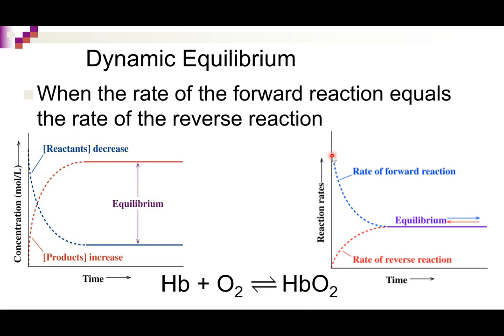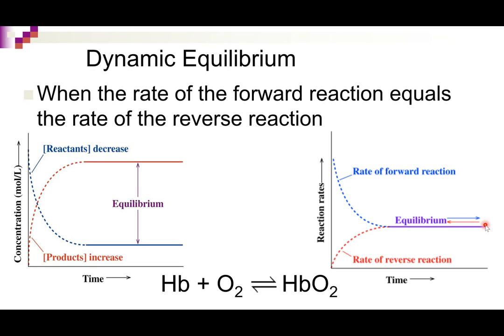So time equals 0, mix them together, the forward reaction starts to happen very fast and then slows down. The reverse reaction starts slow and then speeds up. At some point, these two, forward reaction and reverse reaction, will merge, and we'll see that they will also flatline. So the rate of the forward and the rate of the reverse is exactly the same. Okay, so forward is happening, reverse is happening, but the rates are consistent.